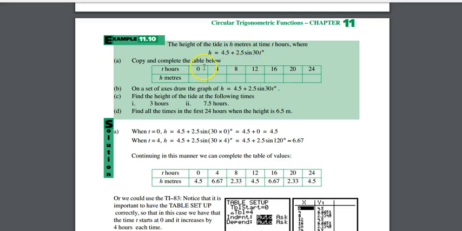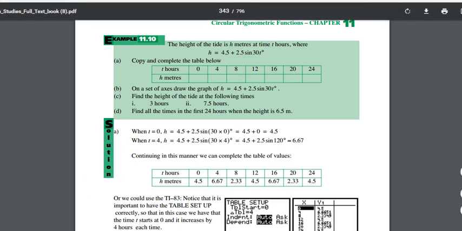To copy and complete the table below, this is something we could either just plug in the numbers. I could take turns plugging in a 0, a 4, an 8, right? And you could do that for all those, but obviously we could take advantage of our calculator too and just get numbers right off of that. So I'm going to pause here for a second. I'm going to graph that, and then we'll continue on from there.